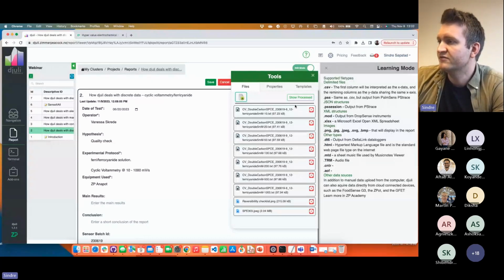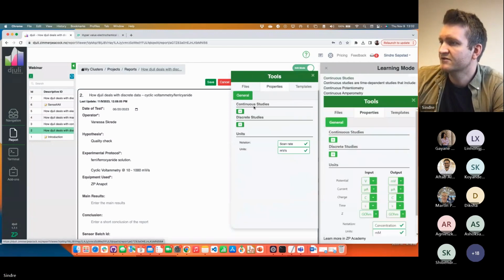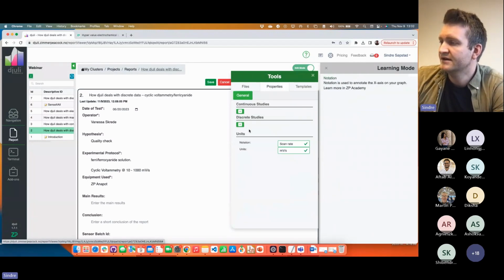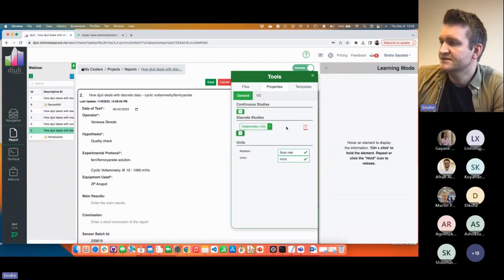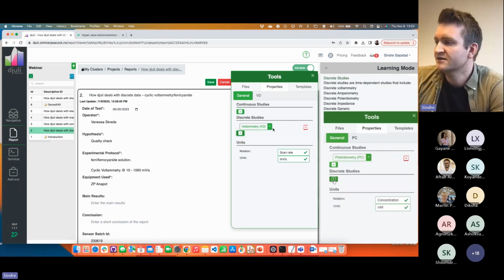So we have some different files. I happen to know that this is voltammetry data, so I will go ahead and click discrete studies and add a study. We say it is discrete because the conditions are the same during the course of one measurement. Whereas if I would be changing, let's say, concentration or something like that during a measurement, it would be a continuous study. So that's the distinction.